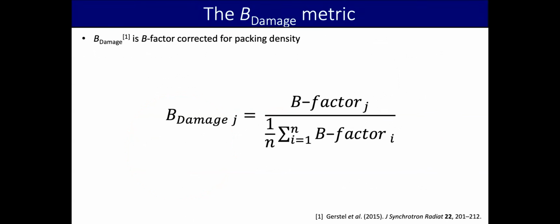So a few years ago now, the Garman group developed the BDamage metric, and as I just explained, BDamage is B factor corrected for packing density. To define this more formally, the BDamage value of an atom J is calculated as the ratio of its B factor value to the average B factor value of atoms identified as being in a similar packing density environment. So using BDamage values, we're able to identify potential specific sites of specific radiation damage within an individual crystal structure.